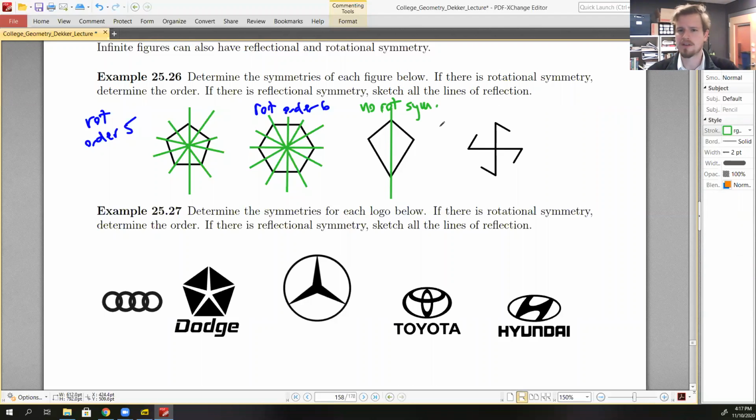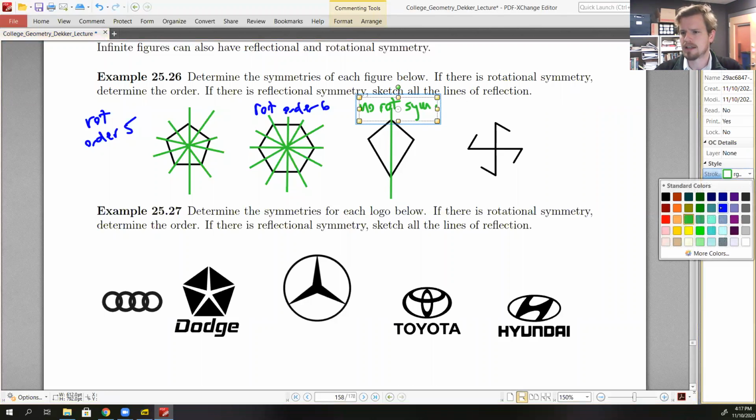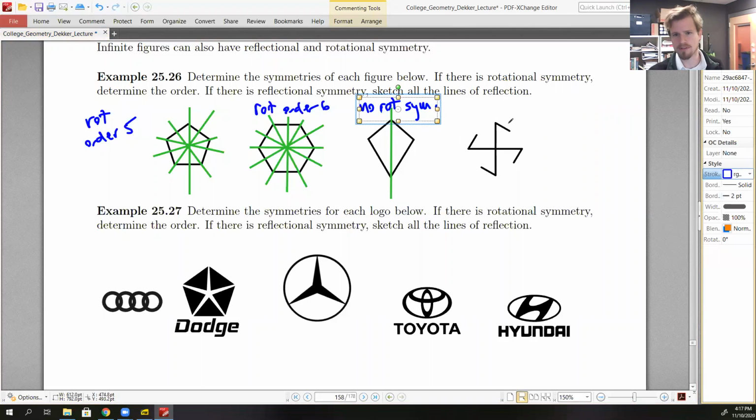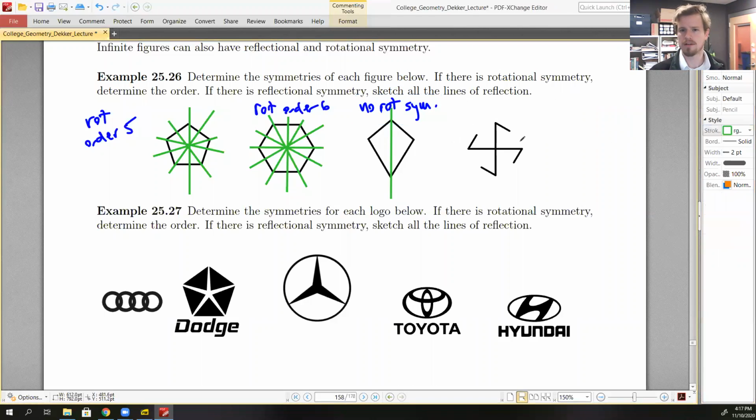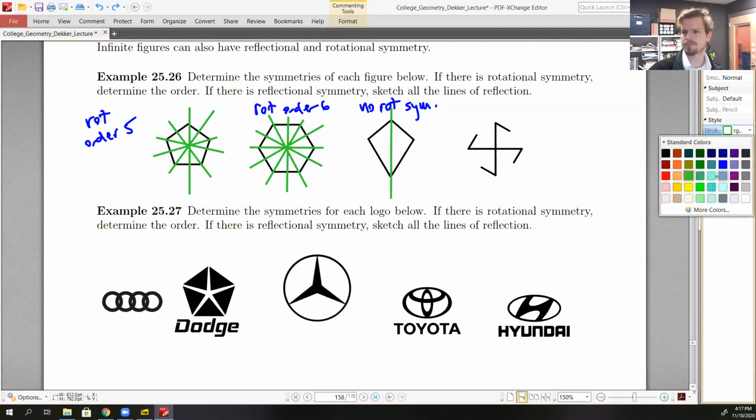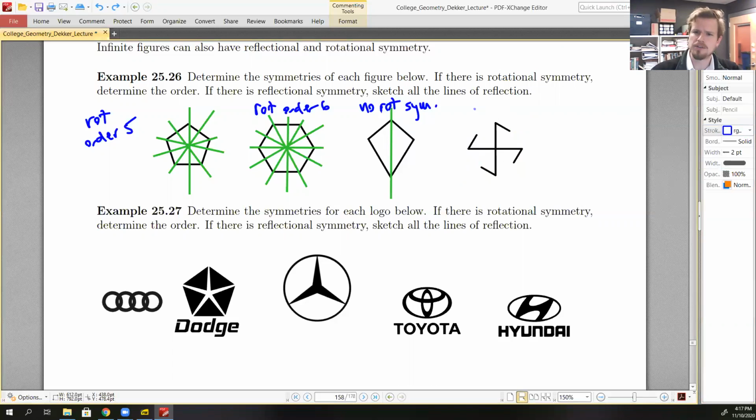All right, for this example, we have no lines of reflectional symmetry. If I were to try and go through this line, of course, that's not going to quite give me what I want. This edge and that edge would line up, but this edge would be going that way. So I don't have any lines of reflectional symmetry. But I do have rotational symmetry. And I can turn it 90 degrees, 180, 270, or 0 degrees. So it's rotational order 4.